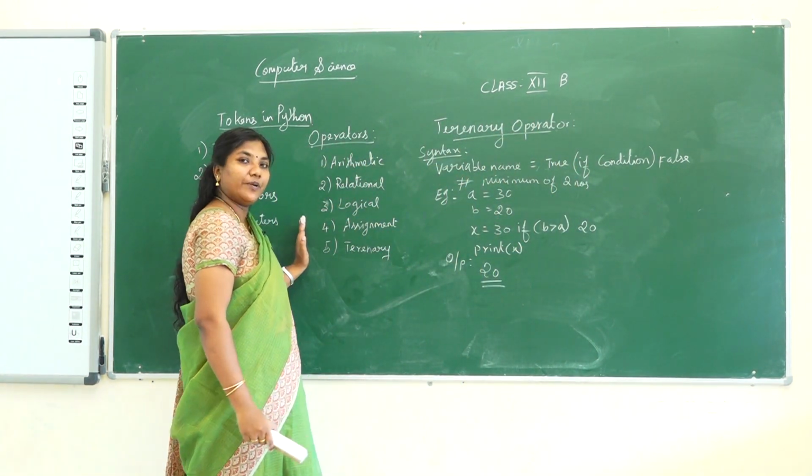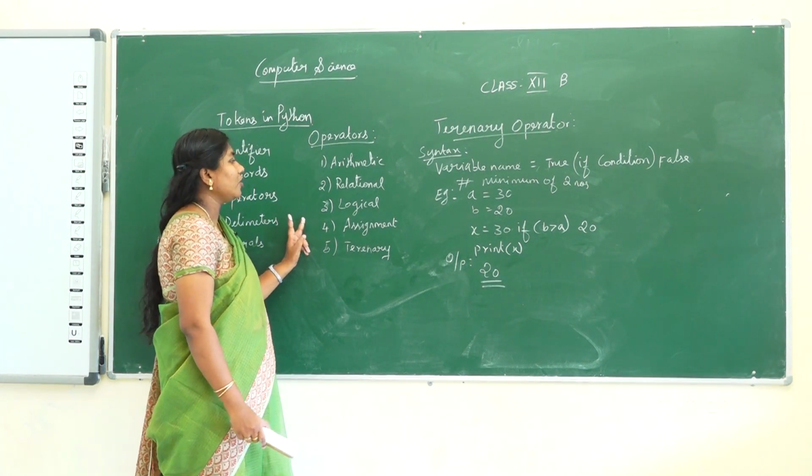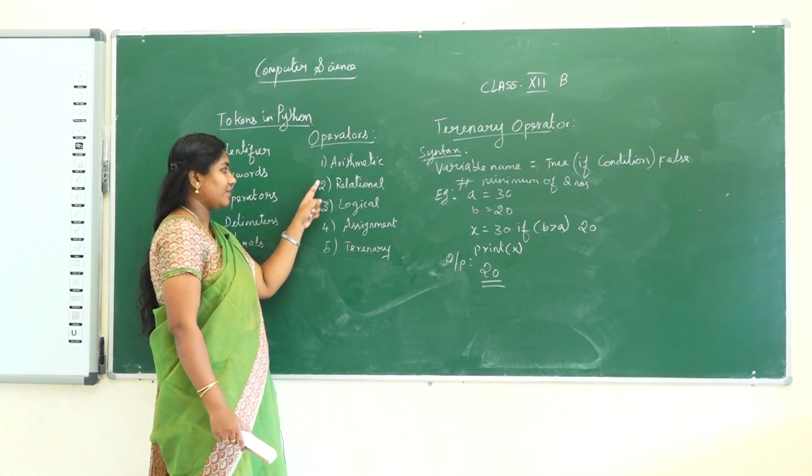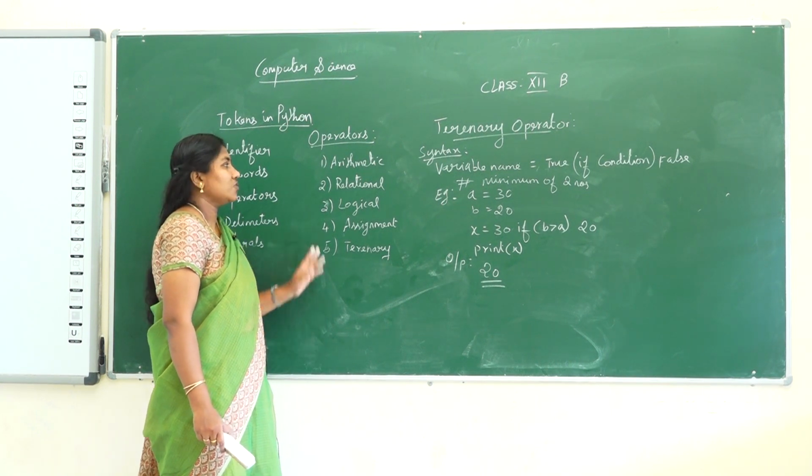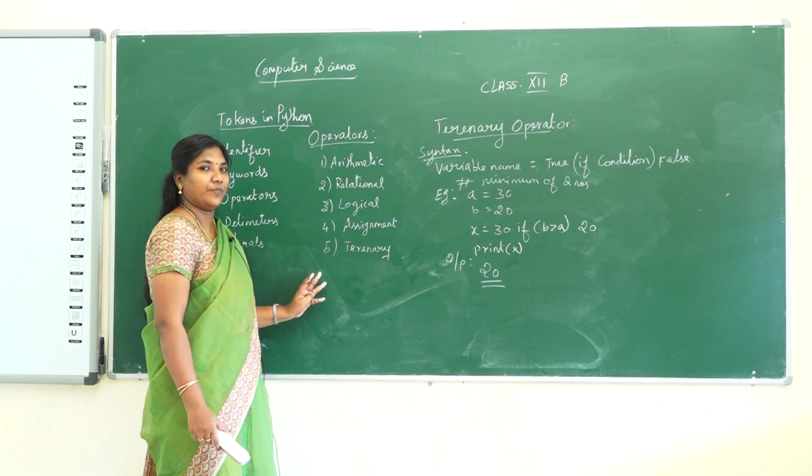So, these are all the operators available in Python. So, what are all the 5 operators? Arithmetic, relational, logical, assignment and ternary operators. So, we have seen all the 5 types of operators.